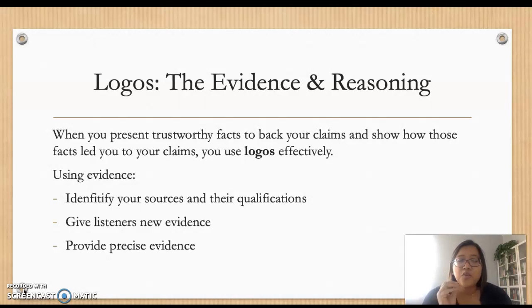And then you want to make sure that you provide precise evidence. Precise as in it will directly impact the argument that you're making. So you don't want to talk about other evidence that has no direct link to the argument that you're making.